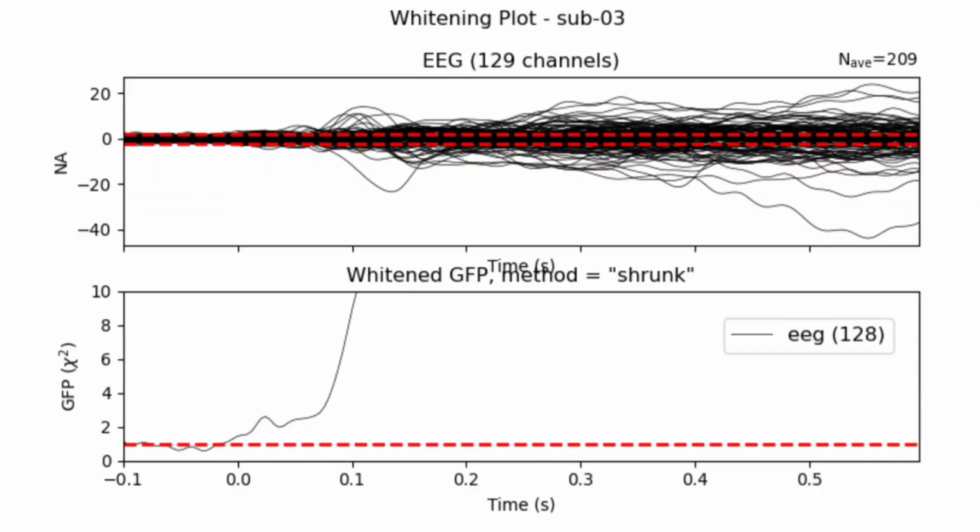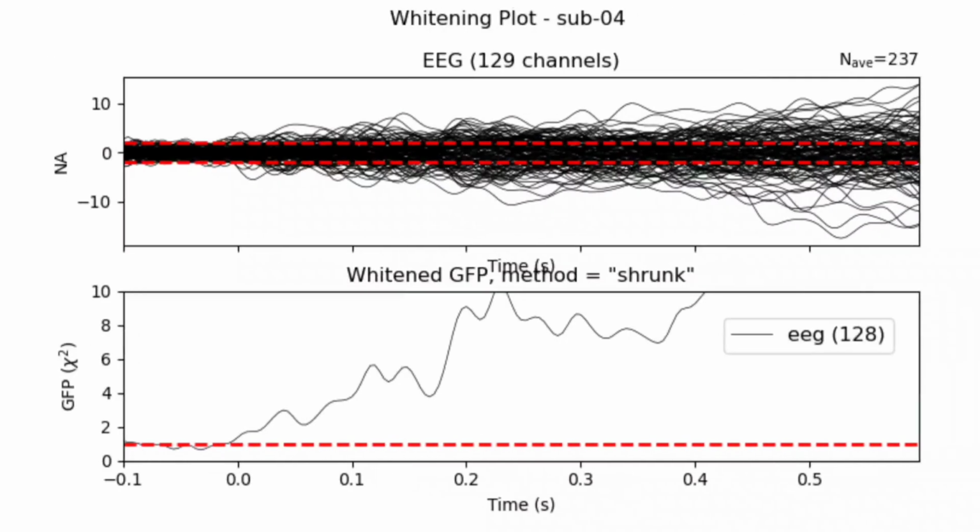Sub-04. Good. The baseline is perfect. The post-stimulus GFP jump is a bit smaller and more wavy than in Sub-02 and 03. This simply means this subject has a slightly lower signal-to-noise ratio, SNR, which is completely normal. The model is still valid.